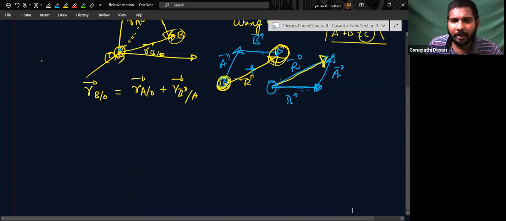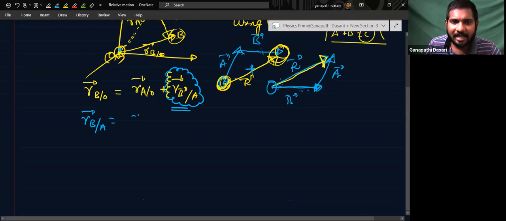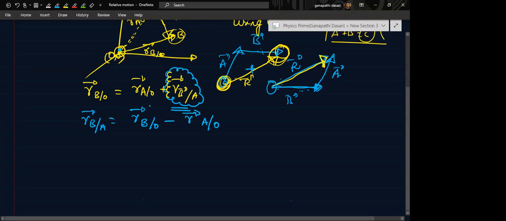Now I'll try to play with it, for relative motion. Now I want the position vector of B with respect to A, isn't it? So the position vector of B with respect to A can be written as position vector of B with respect to origin minus position vector of A with respect to origin, or not? You're getting this point.